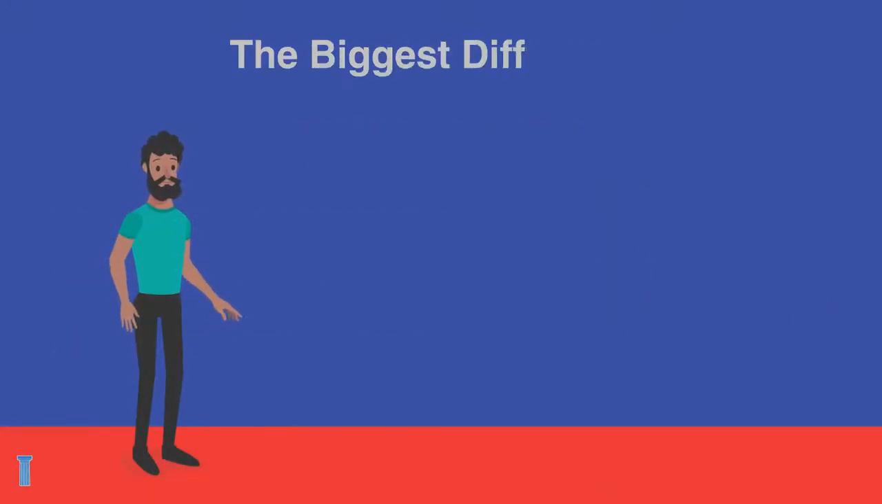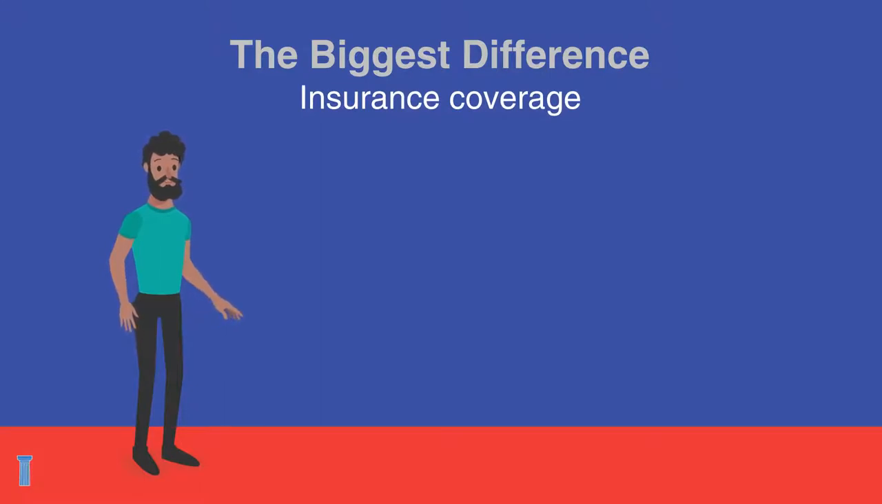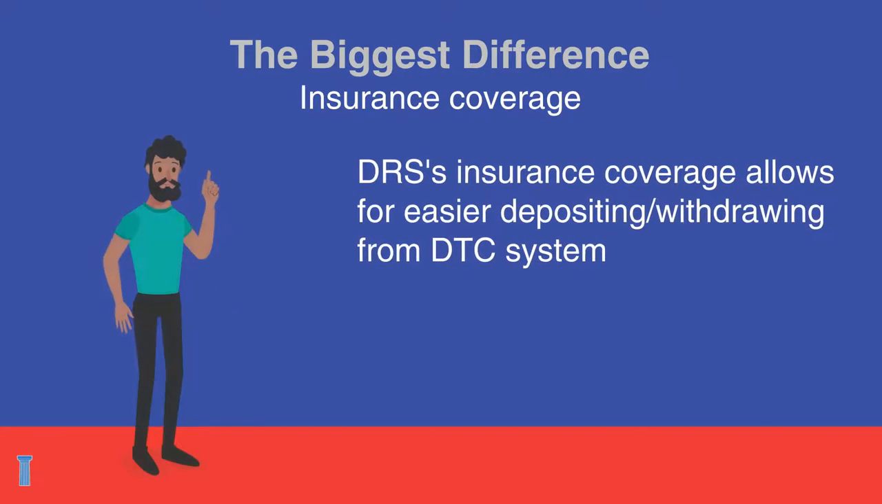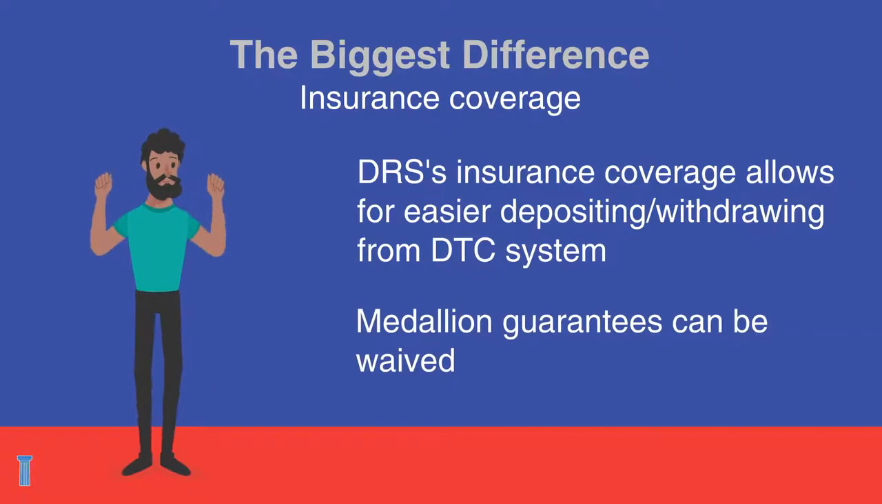The biggest difference between DWAC and DRS is the insurance coverage. Brokers can deposit and withdraw shares from the DTC system more easily with DRS because of their insurance coverage, which allows them to waive medallion guarantees and make the process overall easier for the shareholder. Other than that, everything is pretty much the same.